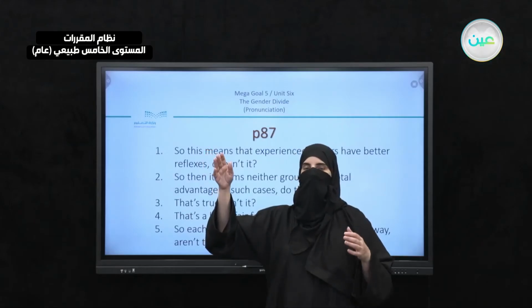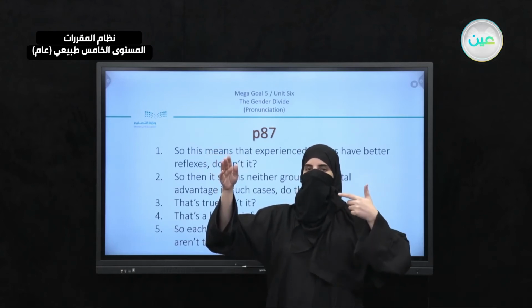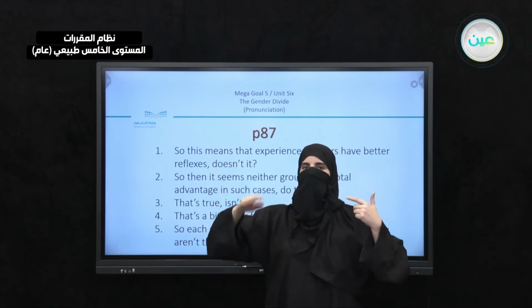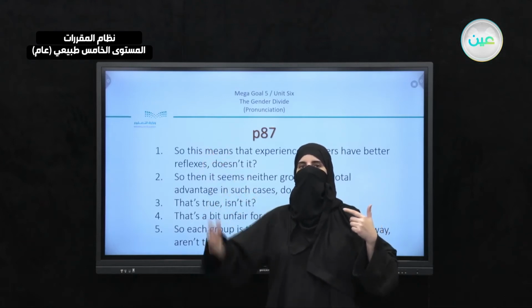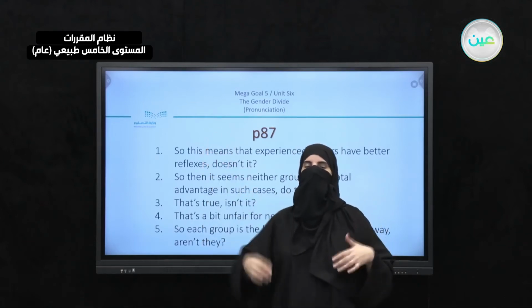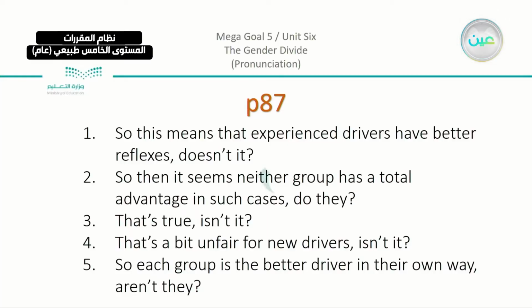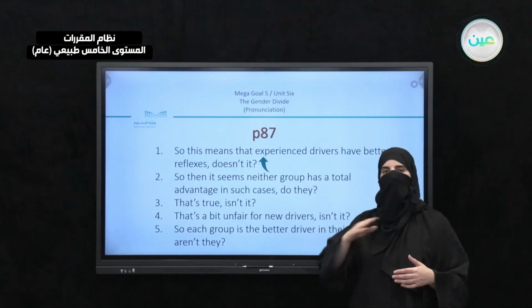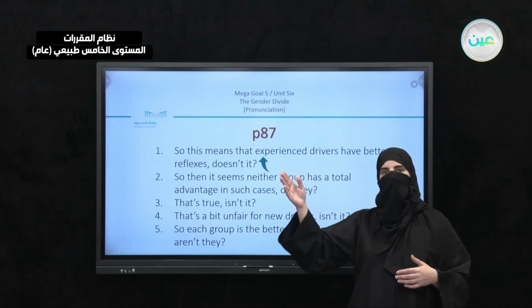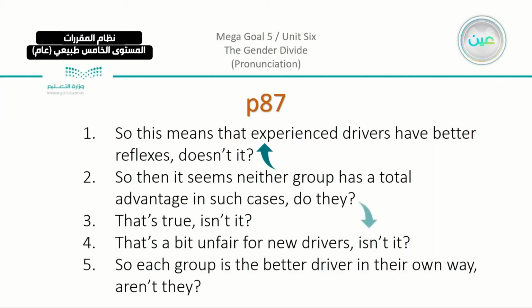Now we said that the intonation is different. Observe, doesn't it is different from doesn't it. Doesn't it means that I am asking a question, so we have a rising intonation. The second one: so then it seems neither group has a total advantage in such cases, don't they? Don't they is different from don't they. This one is going to be a falling intonation. That's true, isn't it?